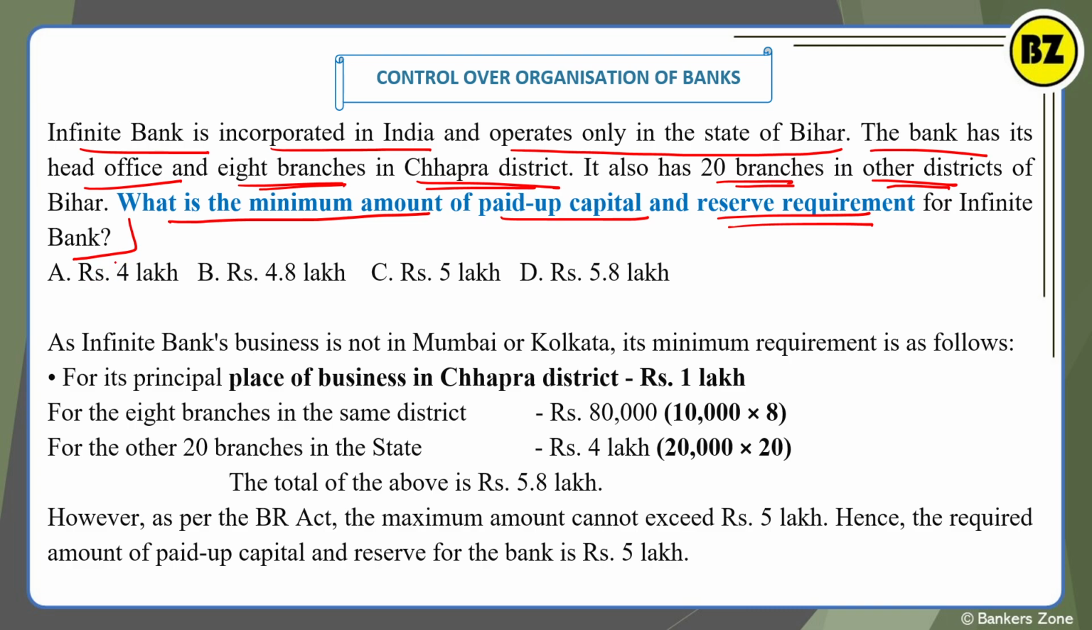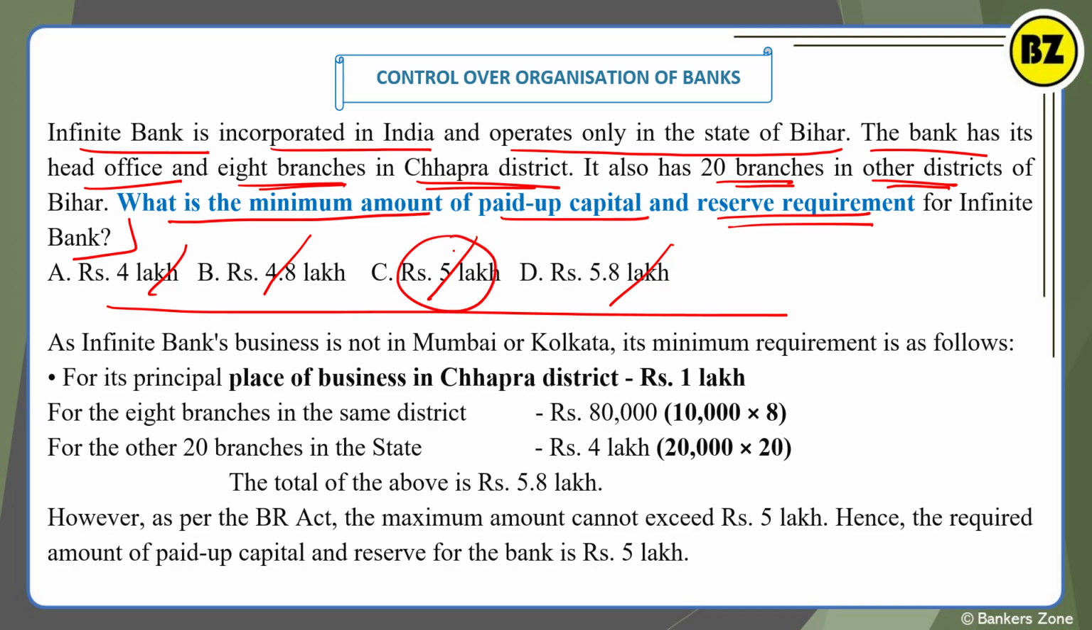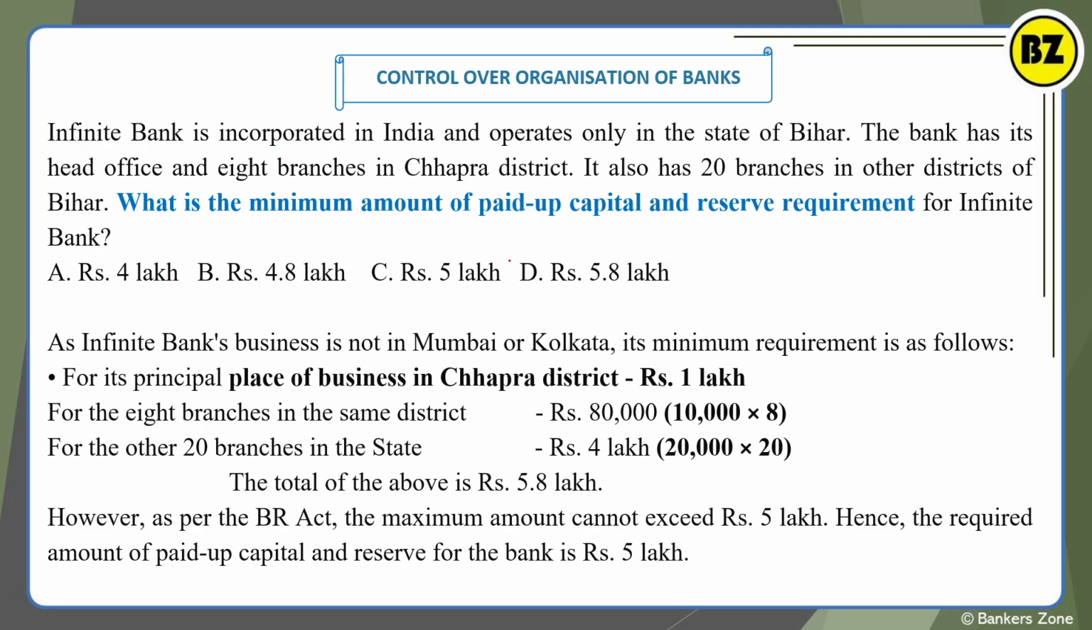See in what criteria it is fitting. For the correct answer, you can apply common sense by just observing the options: 4 lakh, 4.8 lakh, 5 lakh, 5.8 lakh. You can apply common sense that the maximum ceiling for the capital in general is 5 lakh, right? So the answer can be 5 lakh. There are 90% chances, but you have to calculate by using the formula, by using the guidelines.